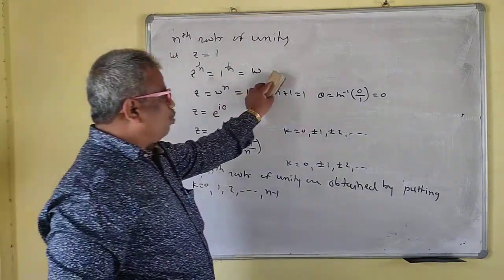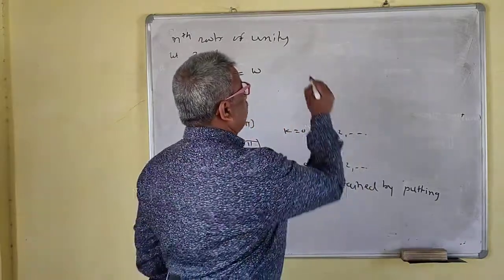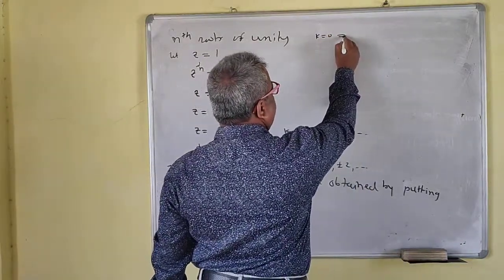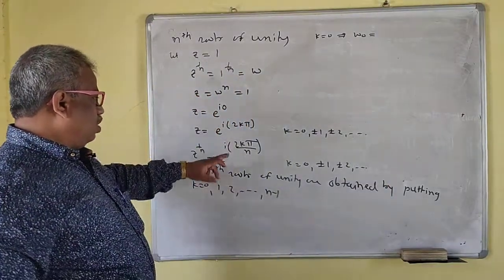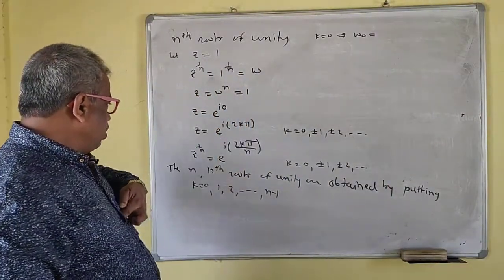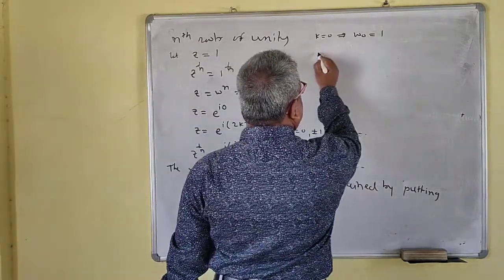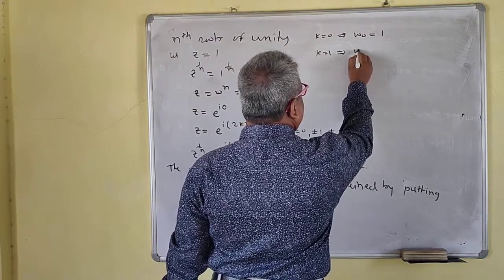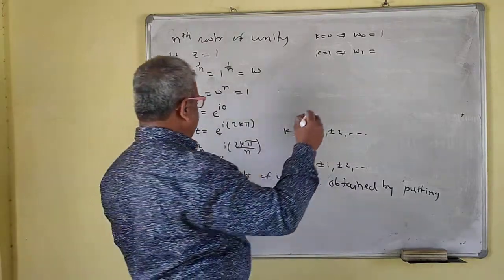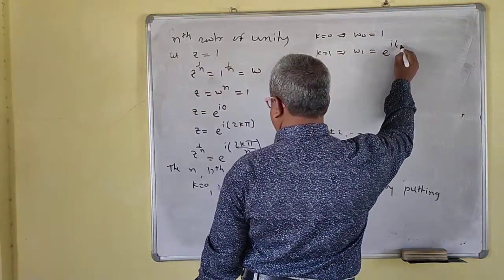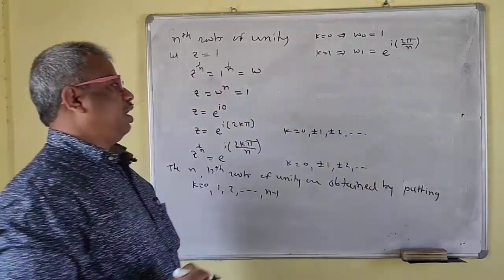Now we'll put k is equal to 0. So k is equal to 0 implies omega naught. If you put k is equal to 0, then omega naught is equal to what? K is 0, so this will be 1. K is equal to 1 implies omega 1, so this is e raised to i twice pi upon n.